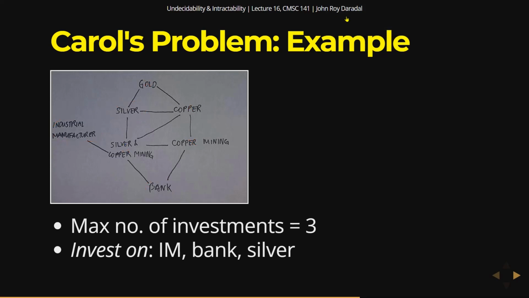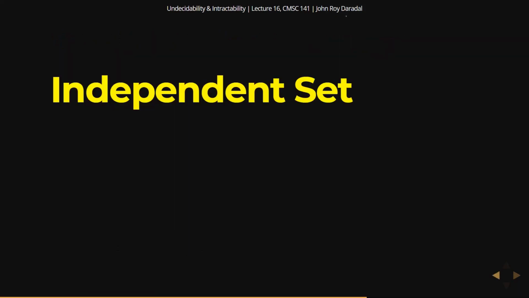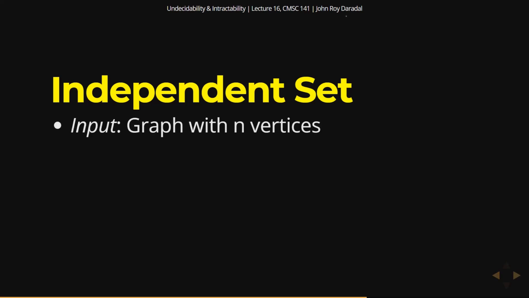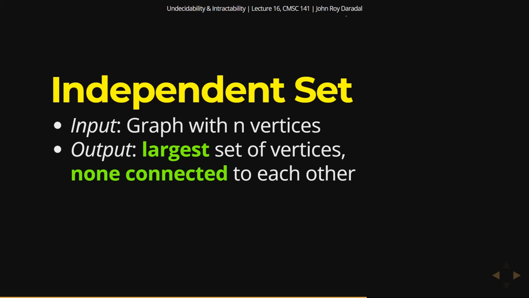Okay, so that's the problem of Carol. Formally, this is known as the independent set problem, where you're given a graph with n vertices, and your output is the largest set of vertices wherein none of the vertices are connected to each other. So it's like the opposite of Clique, right? In Clique, you wanted to find the largest set of vertices where every vertex was connected to each other. In independent set, it's the opposite. You want the most number of vertices where none of them are connected to each other, so they're all independent of each other. And if we try to brute force this, it also takes O of 2^n n^2, so it's also exponential, which is not good.